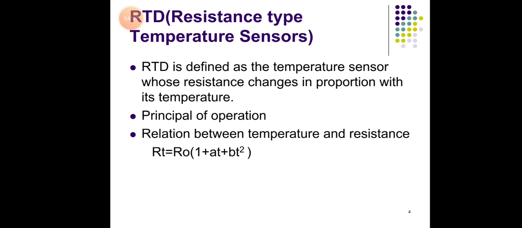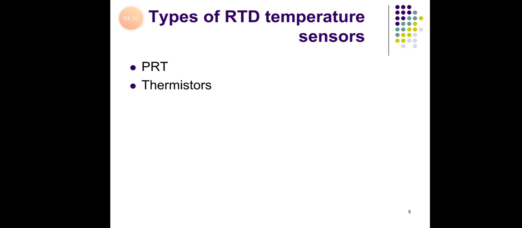RTD is classified into two types. First one is PRT. PRT means platinum resistance thermometer. Second type is thermistor. For the resistance thermometer, metals such as copper, nickel and platinum are used depending on the application. Out of them, the platinum resistance element is the most popular option for any application because of its high accuracy, whereas semiconductor materials are used for the thermistor.